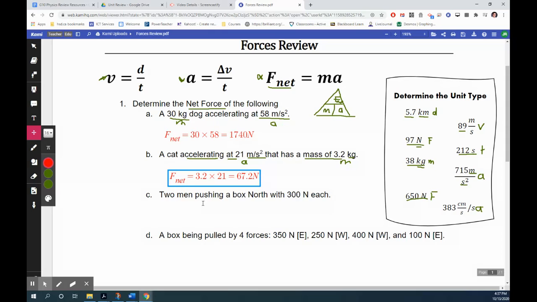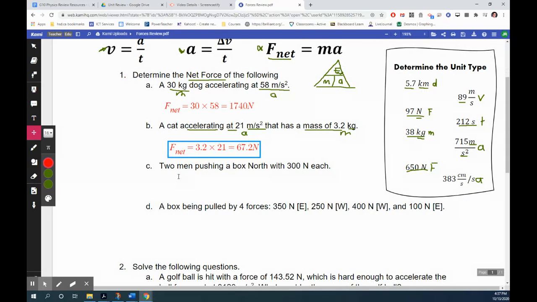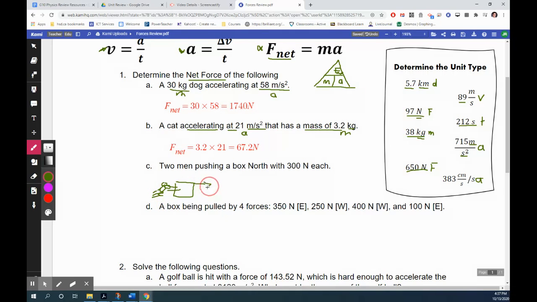Okay, next question. So we can use the formula. This one's different. We got two men pushing a box. So we've got a box and we've got two guys pushing it. I'm not going to work too hard on this. Two guys, right? They're both pushing this box with 300 newtons each. So it's 300 newtons two times.